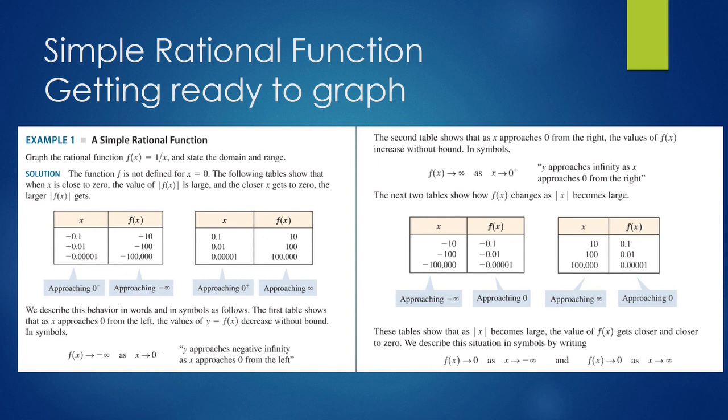So the way that we could describe this behavior using symbols would be the function approaches negative infinity, that's my y behavior, my vertical behavior, as x approaches 0 from the negative side. That's what that negative means. Similarly, based on our right-hand table, we could say the function approaches infinity, because it's getting infinitely large, as x approaches 0 plus, which tells me that x is approaching 0 from the positive side, or from the right side.